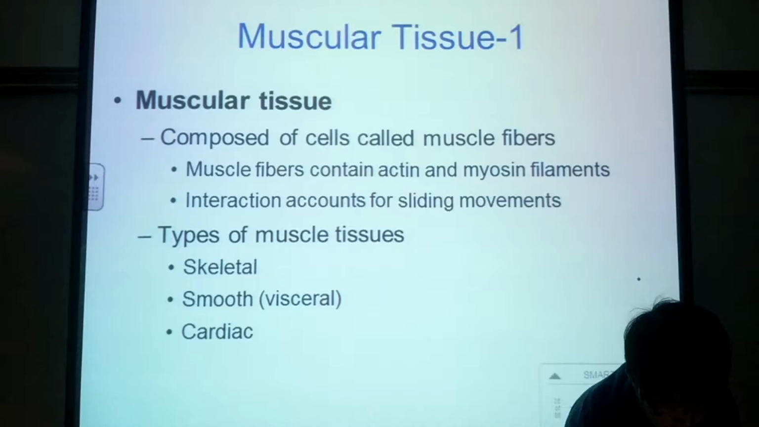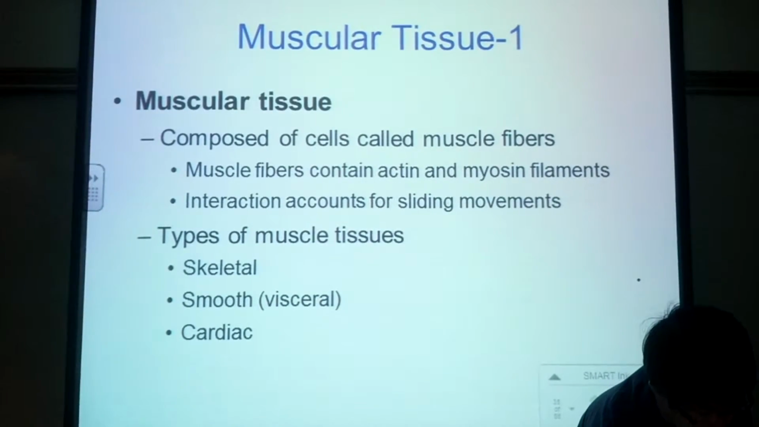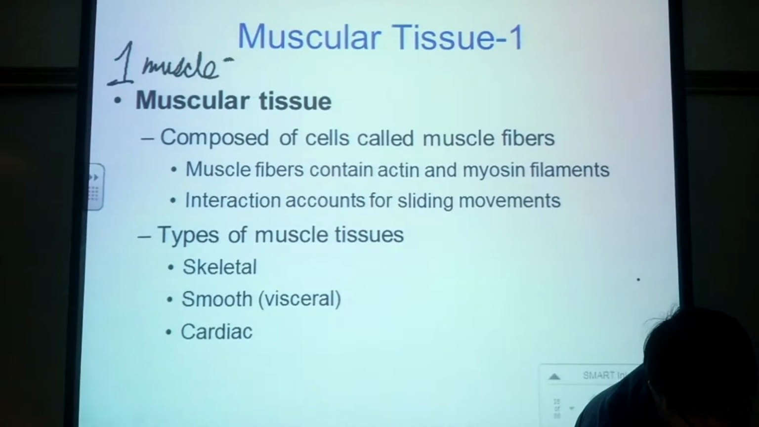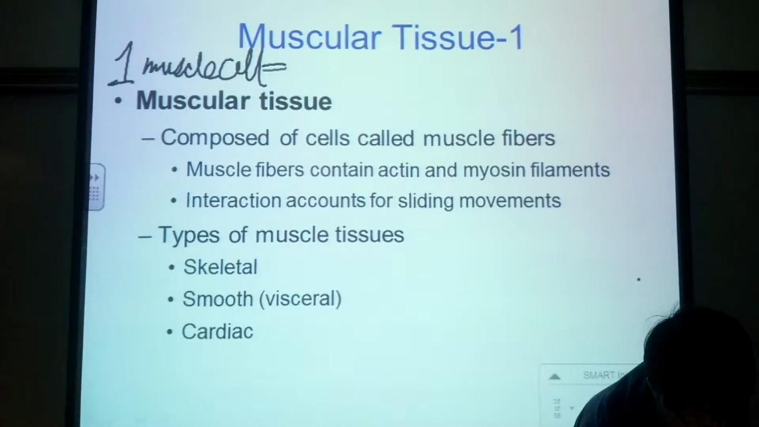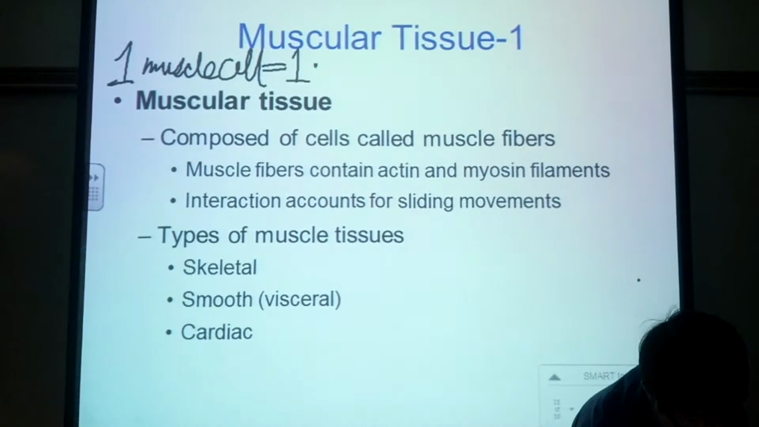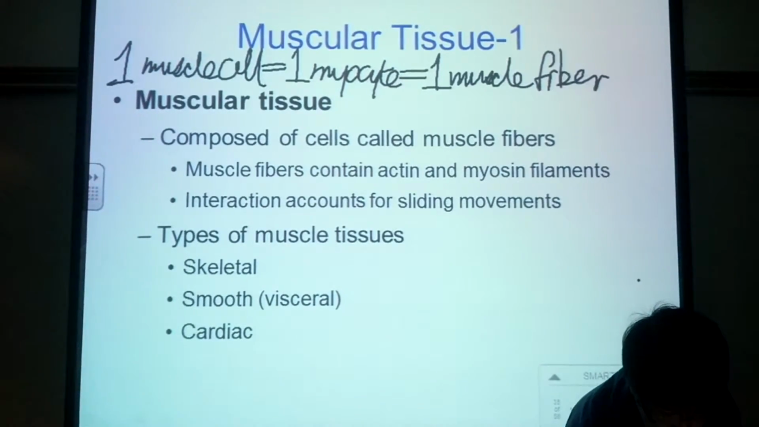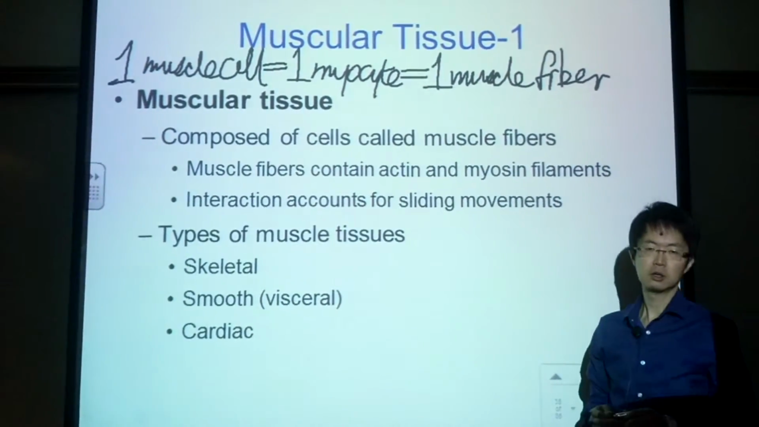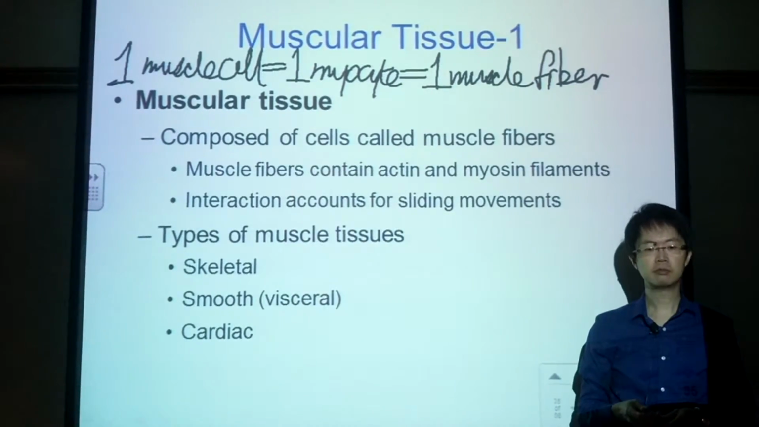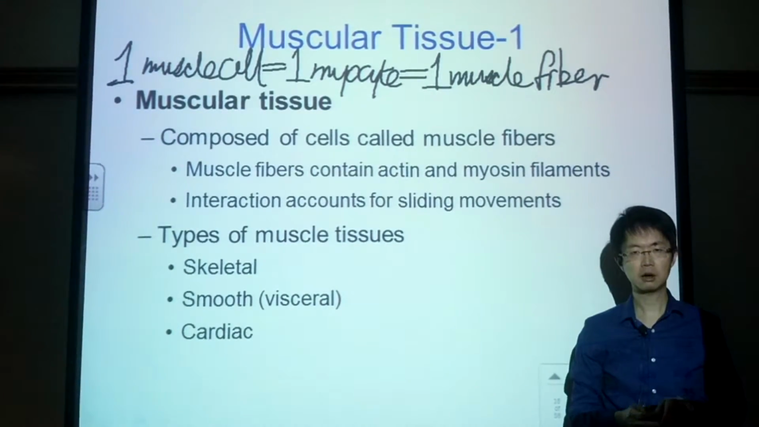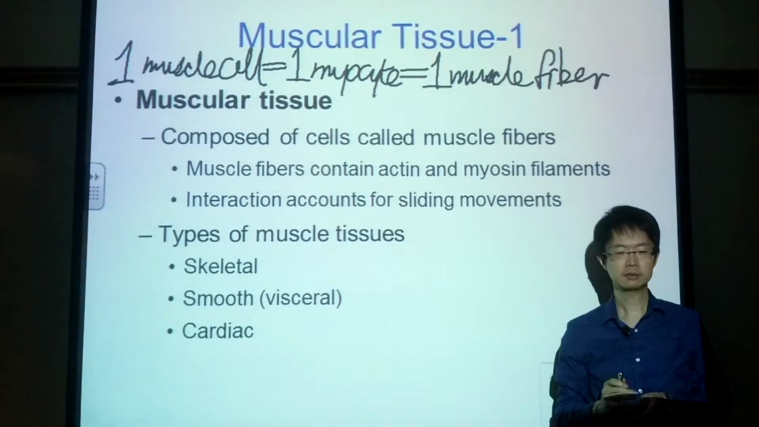We said that one muscle cell is equal to 1 myocyte is equal to 1 muscle fiber. So muscle cell, myocyte, muscle fiber, they are the same thing, okay?